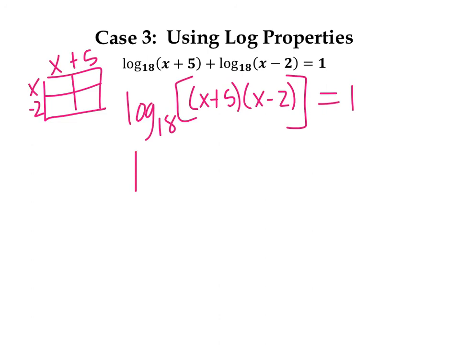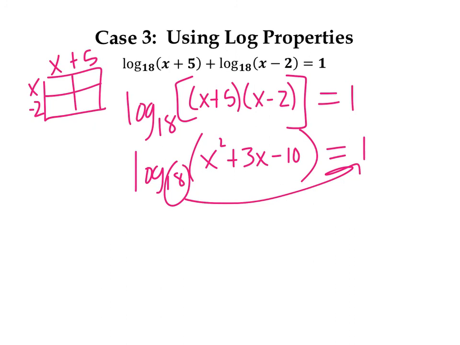We have log base 18 of x squared plus 3x minus 10 equals 1. Notice how now we only have one log on the left side. Because we have only one log, we can use, I believe it was case 2, where we take this base, convert it to exponential form, the log disappears, and you're left with x squared plus 3x minus 10 equals 18 to the first power, or just 18.